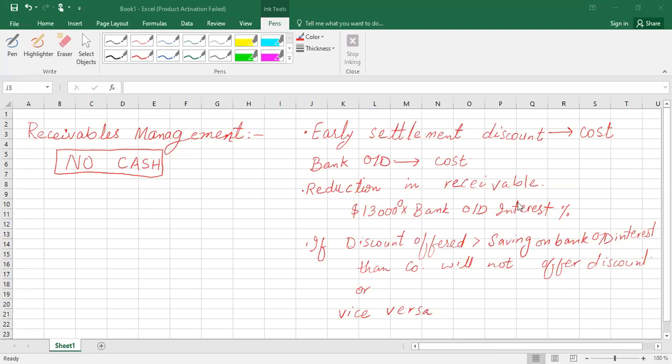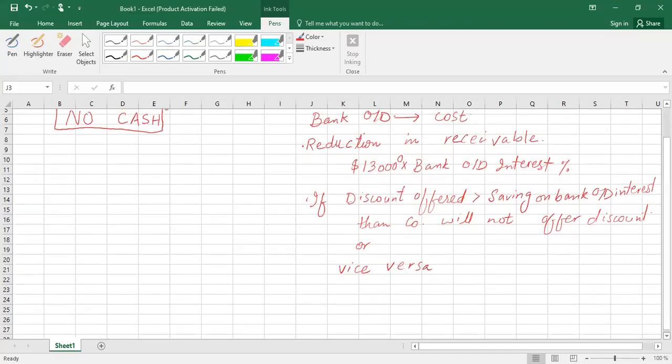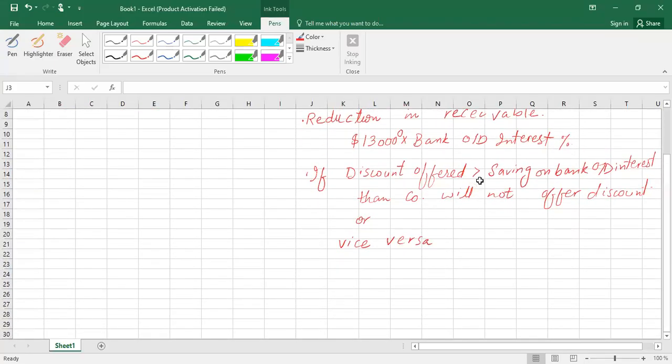So we are comparing two costs, one we are bearing right now and the other one which we are going to offer to our customers if they settle their liability early. If they settle their liability early and discount offered to them is greater than the saving on bank OD interest, then definitely we will not offer discount to the customers. Otherwise, if discount offered is less than the saving on bank OD interest, then company will definitely accept the discount offer.